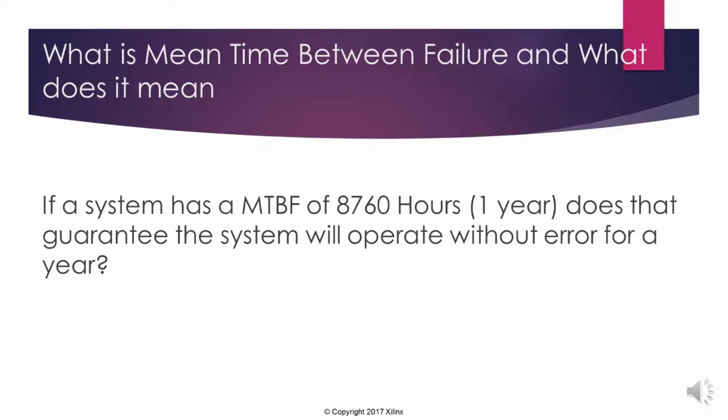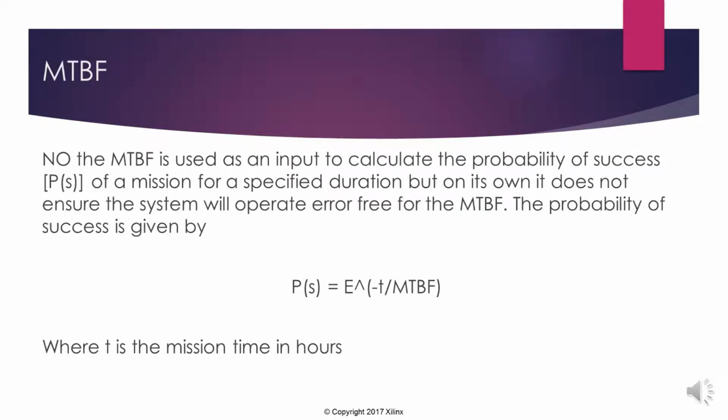So let's take a little look now at the theory side of it. One of the questions I ask a lot of people at interview is: if a system has a mean time between failure of 1 year in hours, so 8,760 hours, does that guarantee that the system will operate without an error for that entire year?